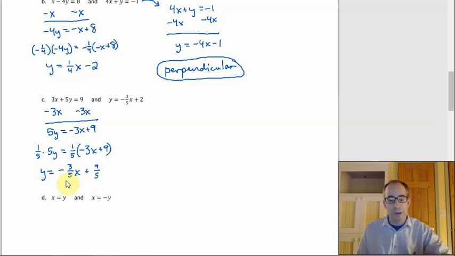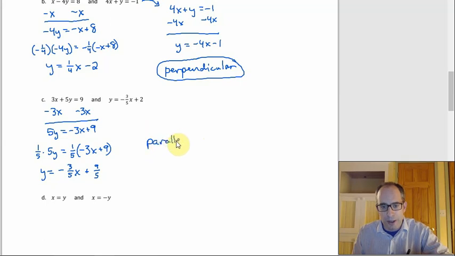All right, so the slope is negative 3/5. The slope in the equation on the right is also negative 3/5. So same slope, and that means that the two lines are parallel.